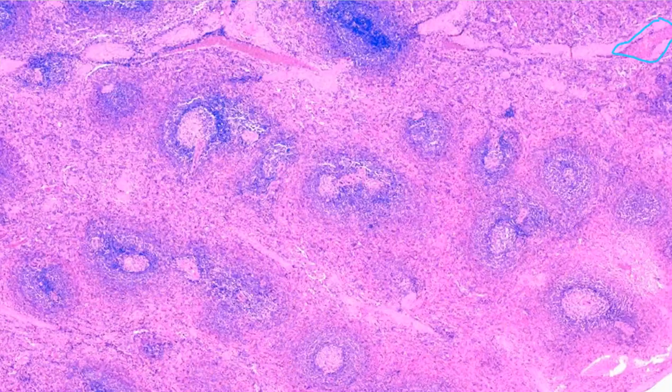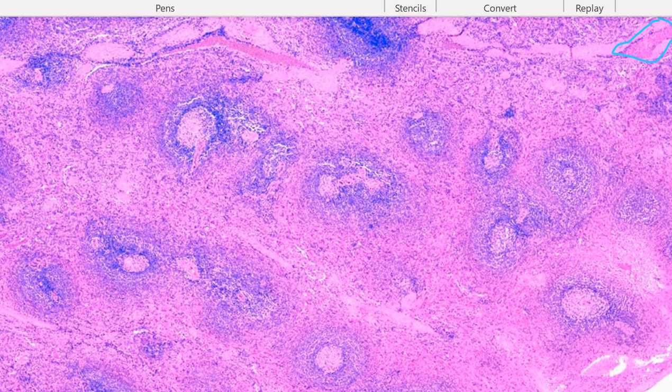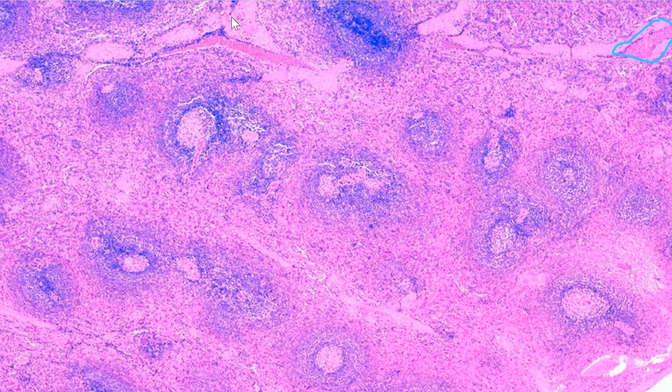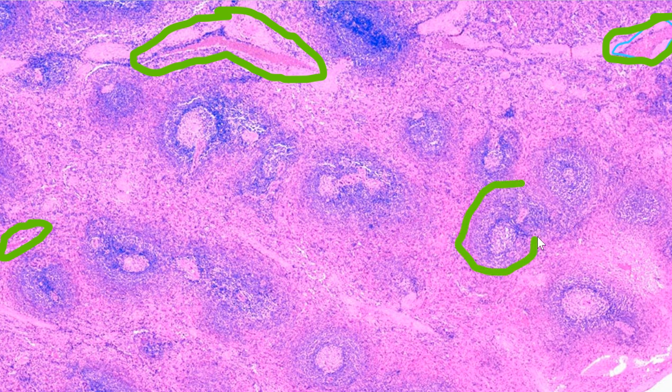Okay, I have one more picture for the spleen. Let me change my color here. Okay, so we have a beautiful trabeculae here, trabeculae here as well. Here's a trabeculae there, and then of course all of our areas of white pulp. And in our white pulp, we're going to have our central arteries.